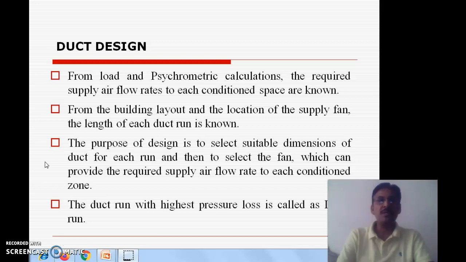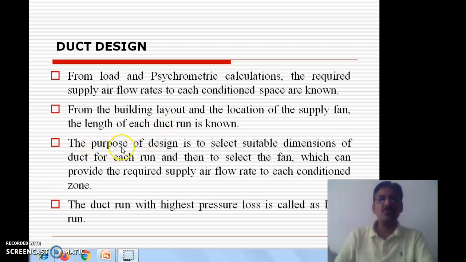When we go for the duct design, the basic inputs required for the duct design are the required supply airflow rates to the condition space. From load estimation and psychrometric calculations, the required supply airflow rates to each condition space must be known. This is the input. The second input that we require for the duct design is that from the building layout and the location of the supply fan, the length of each duct run is known. So these are the two inputs required for the duct design.